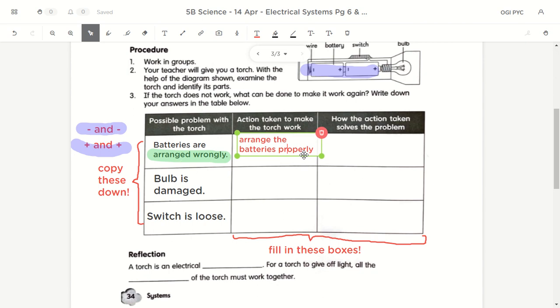Okay, what we mean by arrange the batteries properly. For example, we'll put the positive and the negative terminals together. This is what we mean by putting the batteries properly, because if you put the same terminal together, it will not work. So you have to put the positive and the negative terminals together, like the one in the picture.